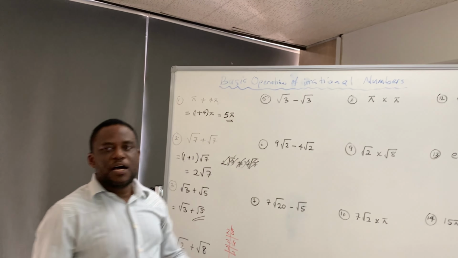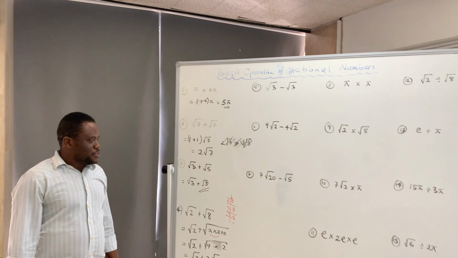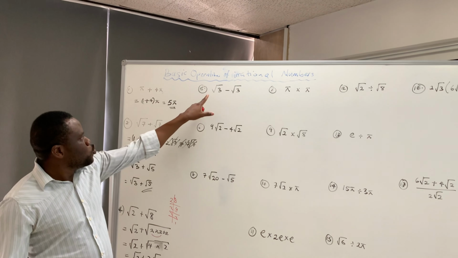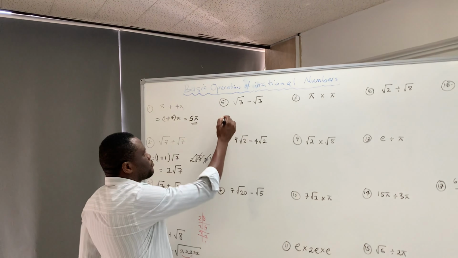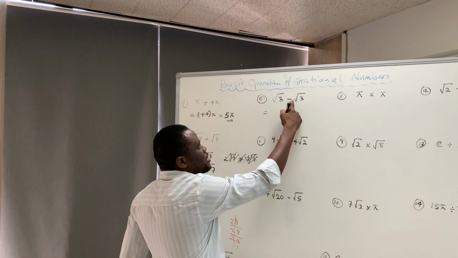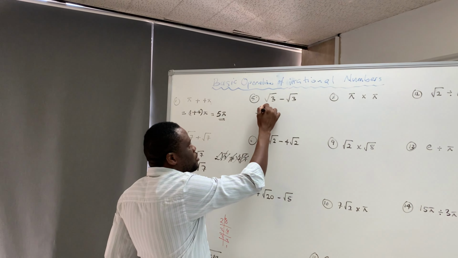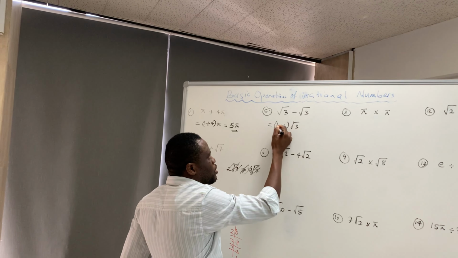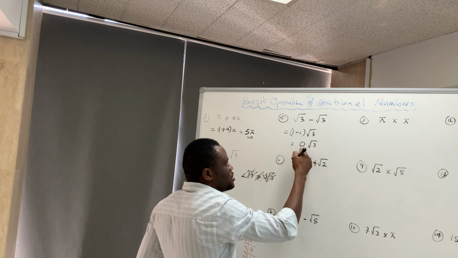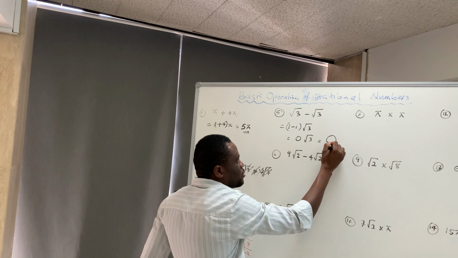You can check it again. Now let's look at subtraction. Root 3 minus root 3. What is here? 1. What is here? 1. So 1 minus 1, root 3. 1 minus 1 is what? 0. So 0 root 3. 0 times root 3 is 0.